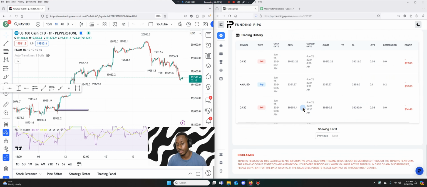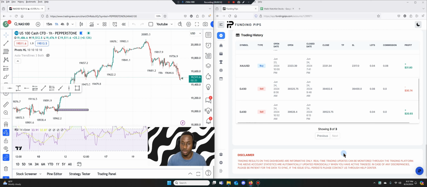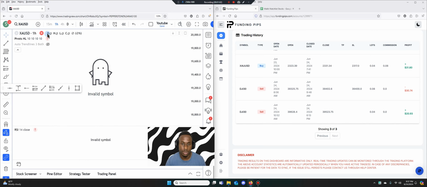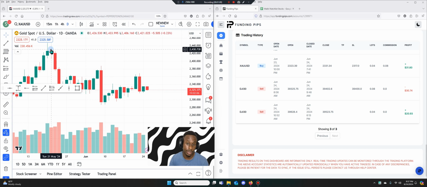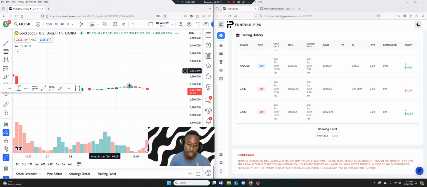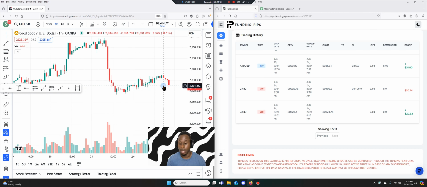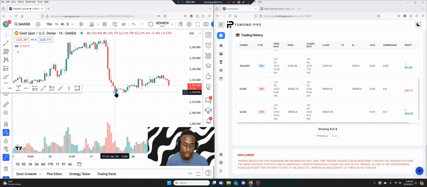So let's look at where I entered, where I took some profits exactly, and where I got stopped out. Looking at the first one, XAU USD, which is gold, we'll go down to the 1 hour and you can see where I entered and exited. On gold, I entered on the 10 o'clock candle, and that was today.